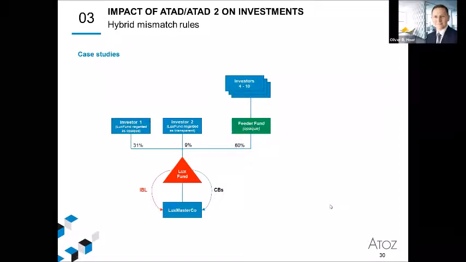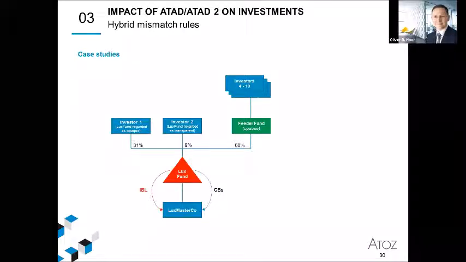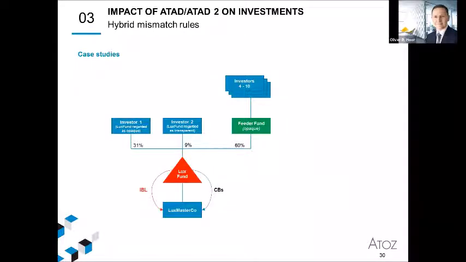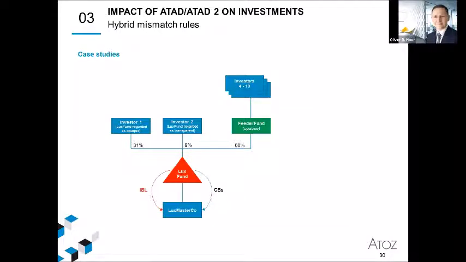As a variation to the previous case where we had a transparent feeder fund, now we have an opaque feeder fund. In case of an opaque feeder fund, we do not look through to the investors, because the feeder fund is opaque and not transparent. And therefore we see that the feeder fund owns 60% in the Luxembourg fund. And therefore, in principle, the associated enterprise requirement is met, and the hybrid mismatch rules might potentially apply.